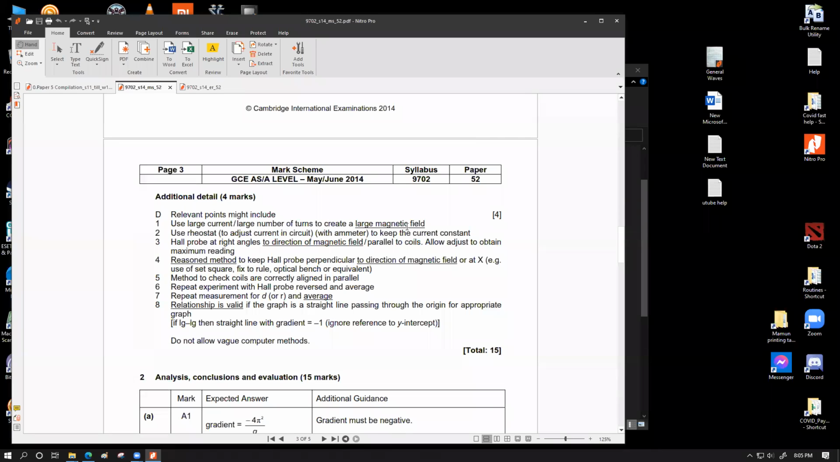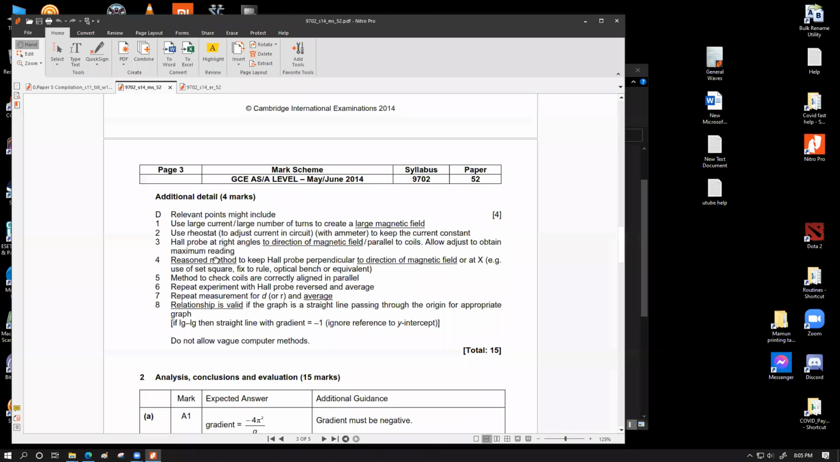We talked about this. Use a resistor to adjust the current in the ammeter to keep the current constant. You need both of these things to make sure that your current is kept constant. So the ammeter is for observation, the resistor is for controlling. Hall probe at right angles to the direction of the magnetic field, so parallel to the coils, adjust to obtain maximum reading.